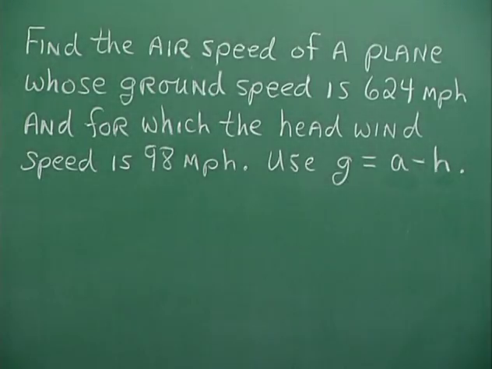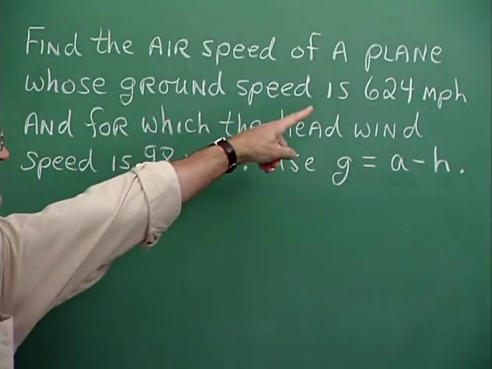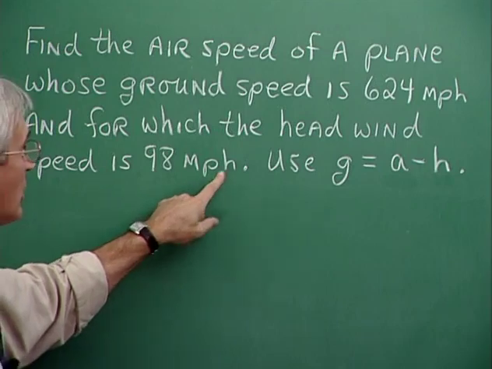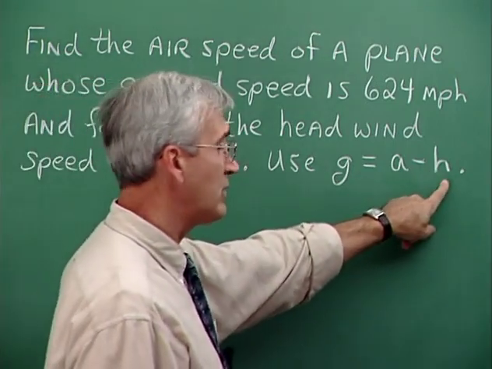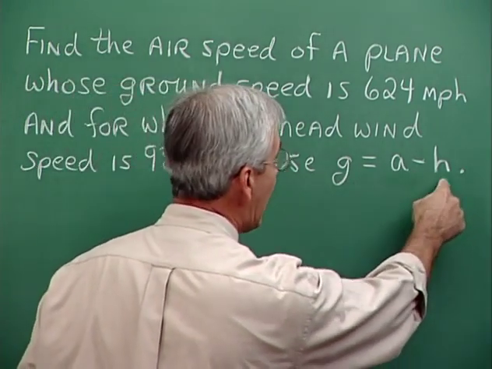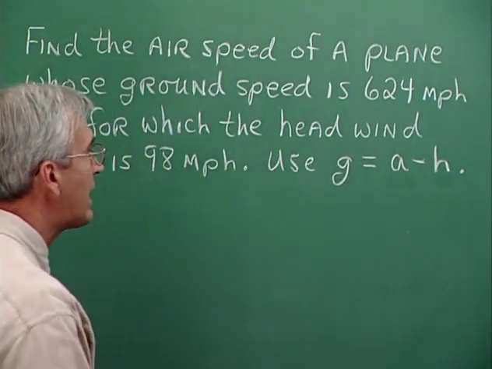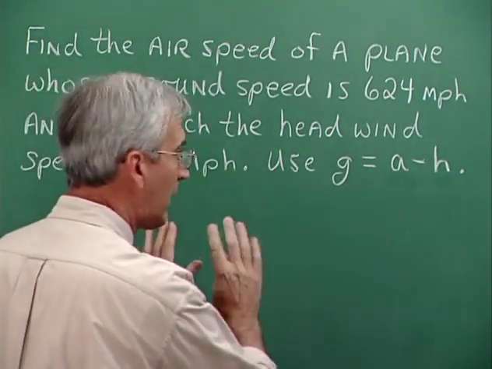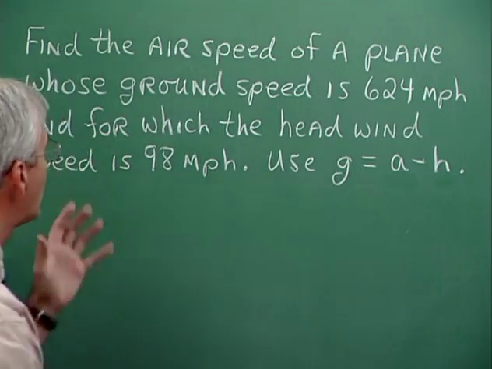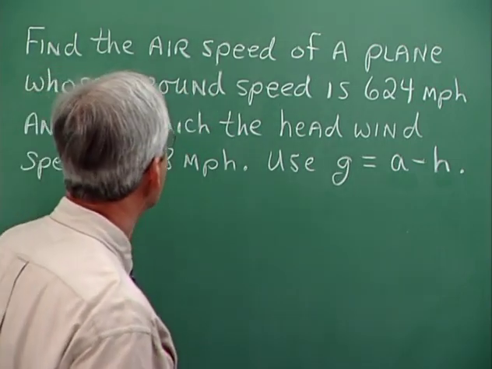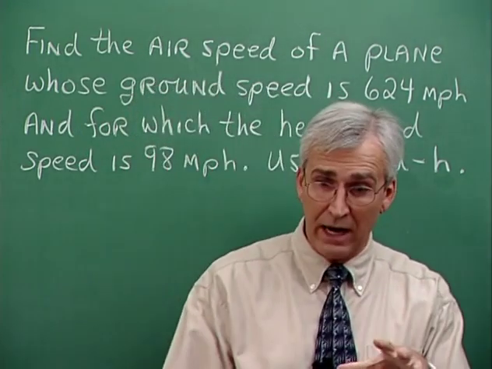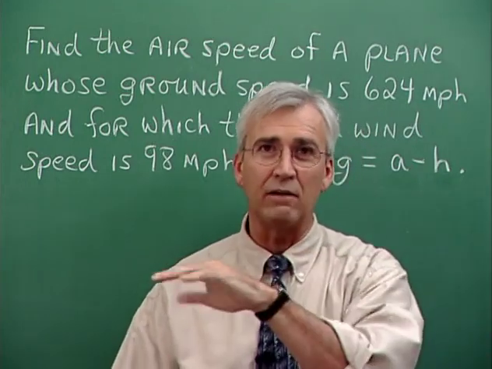This one says, find the airspeed of a plane whose ground speed is 624 miles per hour and for which the headwind speed is 98 miles per hour. Use the formula G is equal to A minus H, and it would be explained that G is ground speed, A is airspeed, H is headwind speed. Now we can kind of blindly just replace within this formula and arrive at an answer. It might be worthwhile that we talk about the notion of ground speed and airspeed here. The ground speed is the speed of the airplane in relation to the ground.